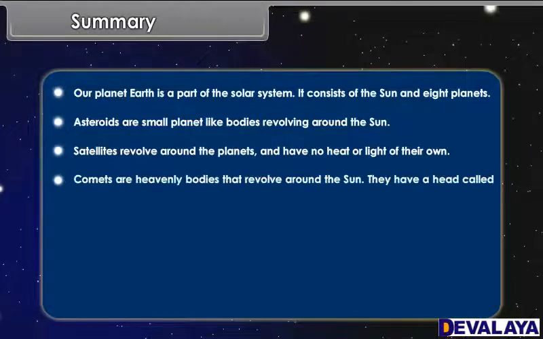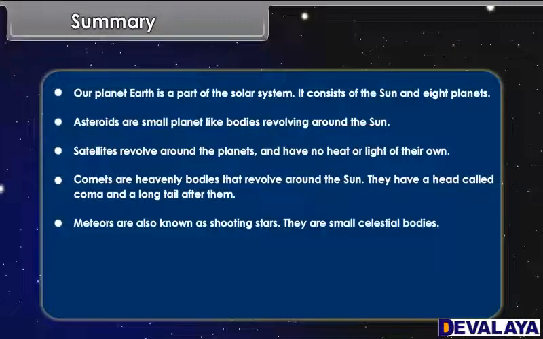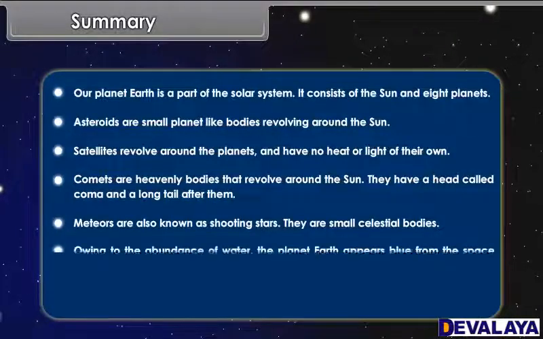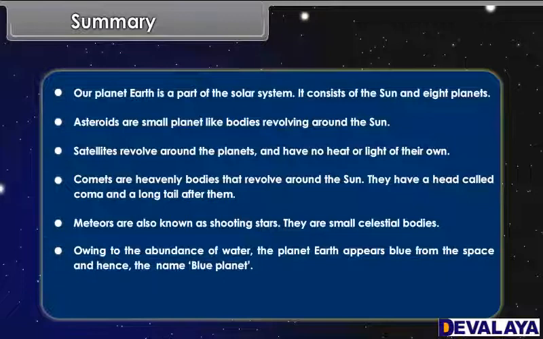Comets are heavenly bodies that revolve around the Sun. They have a head called coma and a long tail after them. Meteors are also known as shooting stars. They are small celestial bodies. Owing to the abundance of water, the planet Earth appears blue from the space and hence the name Blue Planet.